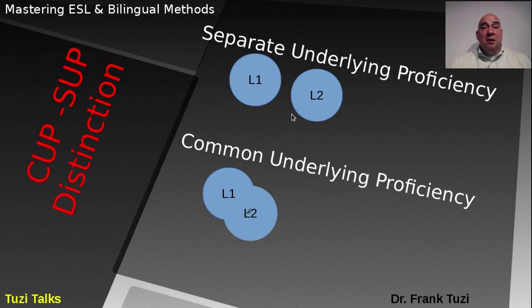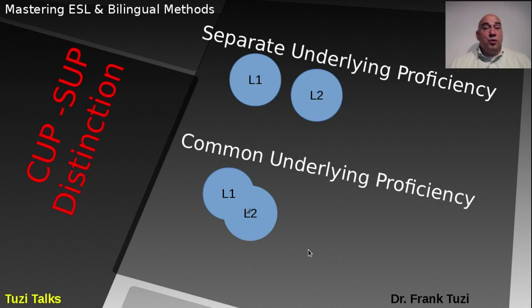The whole idea here is that in the brain, you have two separate languages and they do not meet, they do not connect. And so that being the case, I don't need to have the two of them together because they're not going to help one another. They don't get information from one another. Whereas in the common underlying proficiency, they're connected, they're related somehow, and so they can learn from one side or the other.